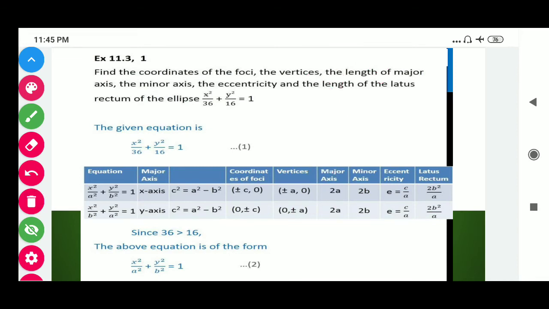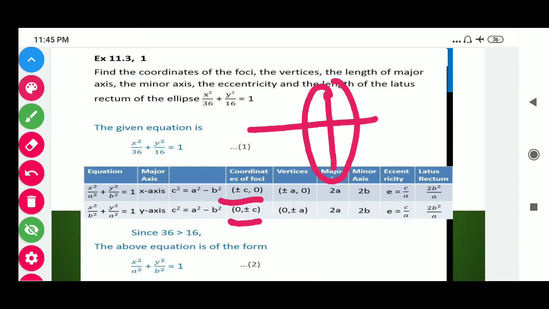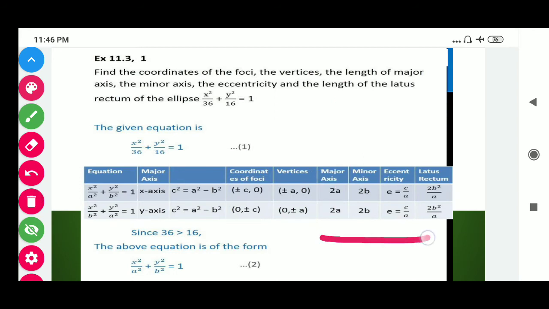So you can see the coordinates of foci are plus minus C, 0 when the major part is on the x-axis. In the same way, when the major part is on the y-axis, then the coordinates are 0, plus minus C. In the same way, the vertices of the conic are 0, plus minus A, because now the ends are on the y-axis. So the length of major axis is 2A, the length of minor axis is 2B, and the formulas of eccentricity and latus rectum remain the same. So students, let's start by using these formulas.